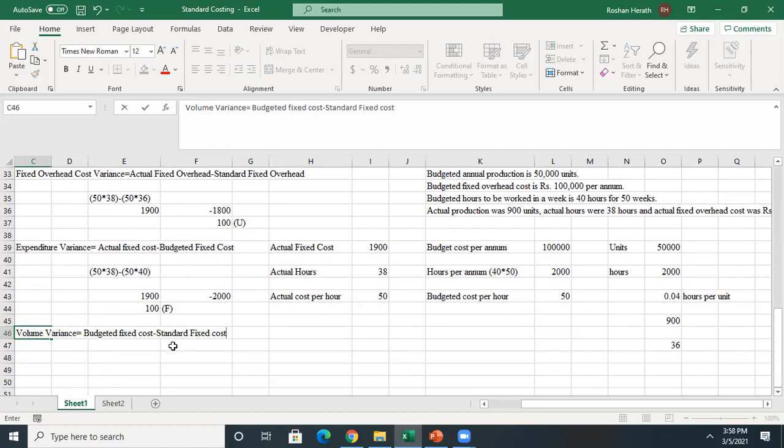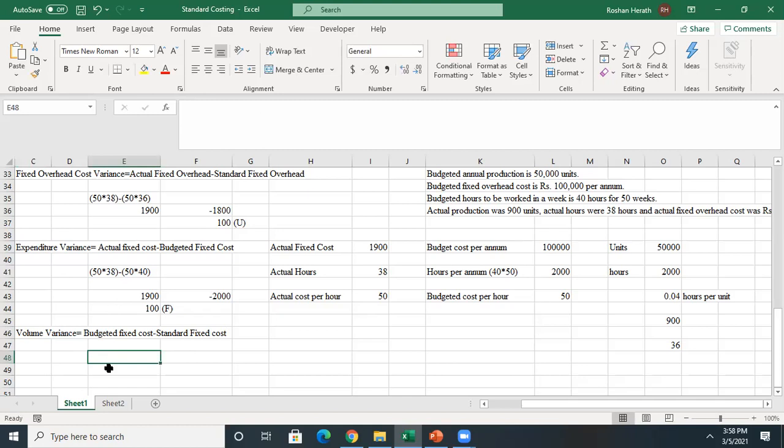So the budgeted fixed cost comes as 50 multiplied by 40. When it comes to the standard fixed cost, for this task, in order to produce 900 units, they have allowed only 36 hours. And the budgeted cost per hour, the overhead absorption rate, was 50. So 50 times 36. That is the standard.